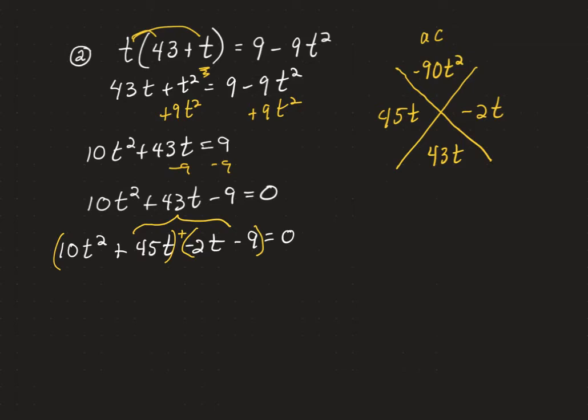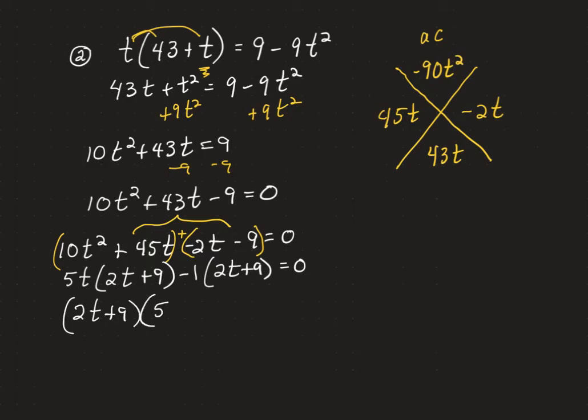All right, pulling out the greatest common factor here. 5t times 2t plus 9 and minus 2t minus 9. Nothing in common except a negative 1. And when I factor that out, I'll get 2t plus 9, which gives me exactly what I wanted, a common factor in each of those terms. So I factor out the greatest common factor from those two terms, leaving me 5t minus 1 equals 0. I have now completely factored the quadratic expression.